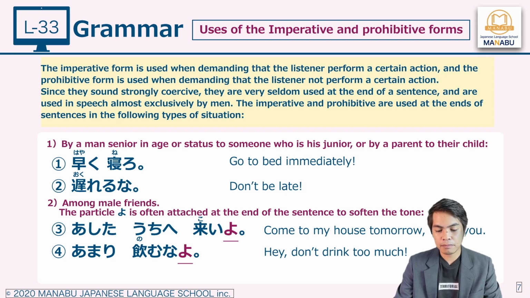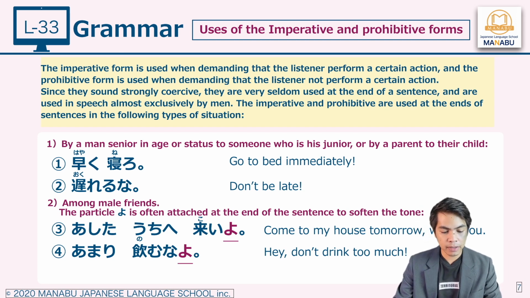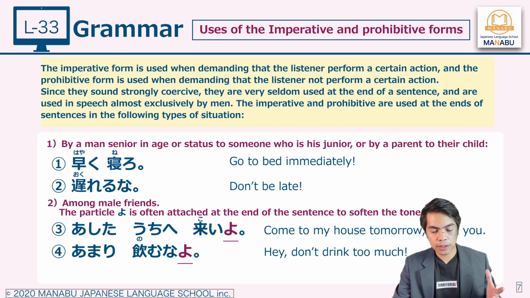The imperative and prohibitive are used at the ends of sentences in the following types of situations. Number 1, they are used by men senior in age or status to someone who is junior, or by a parent to their child. So for example, hayaku nero. Hayaku nero. Go to bed immediately. And number 2, okoruna. Okoruna. If you noticed, I used a strong tone because this is a strong command.